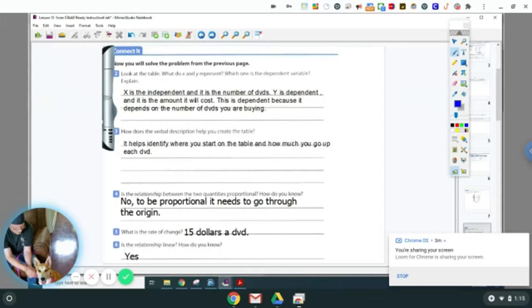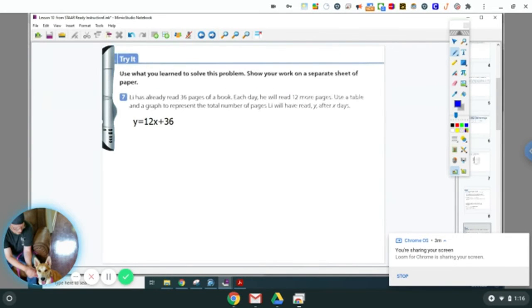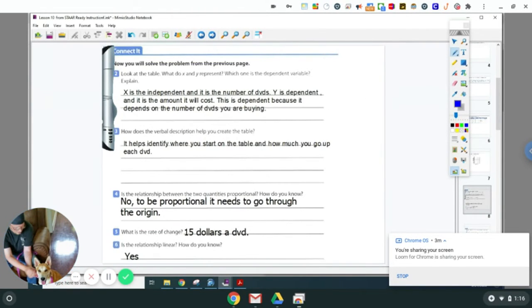Number 3 says, how does a verbal description help you create the table? It helps you identify where you start on the table and how much you go up for each DVD. Is this proportional? No, to be proportional it needs to go through the origin. And then 5 is, what is the rate of change? Since it's $15 for every DVD, $15 is the rate of change. And is this a linear relationship? Yes, because it's going up in a straight line.